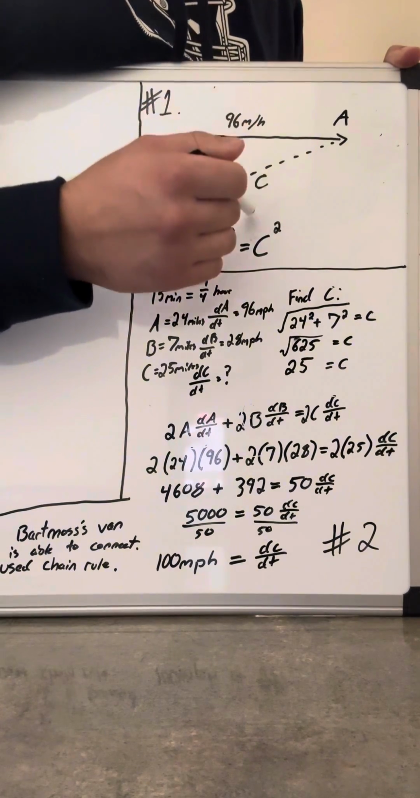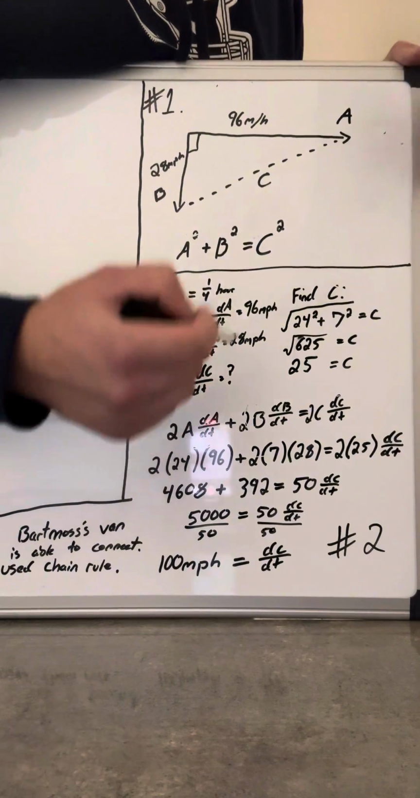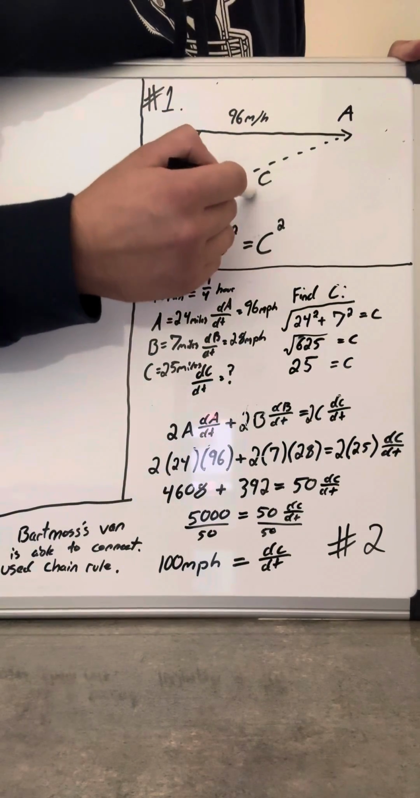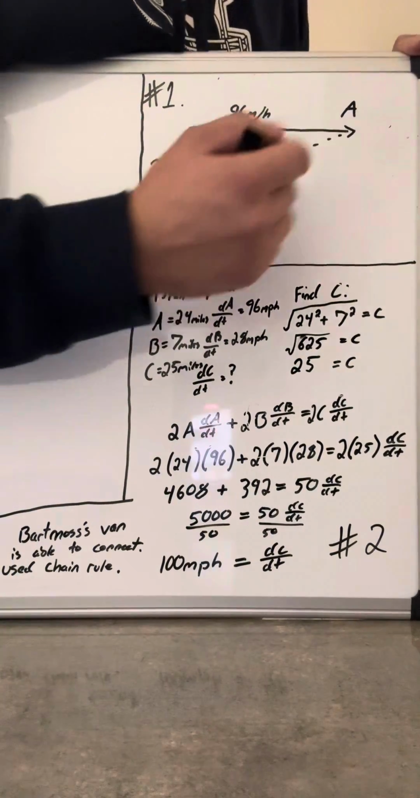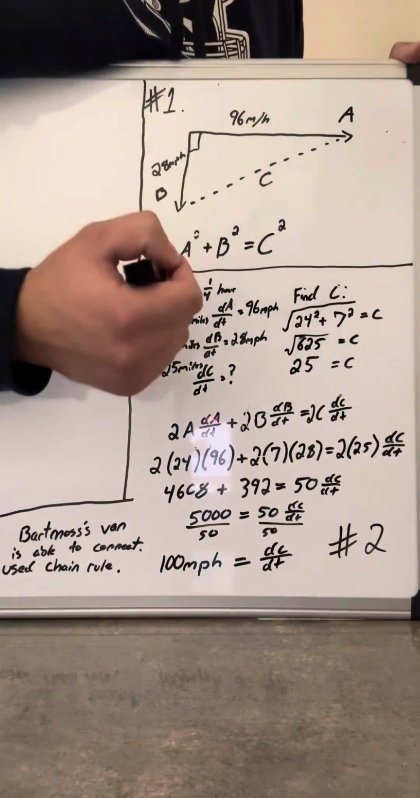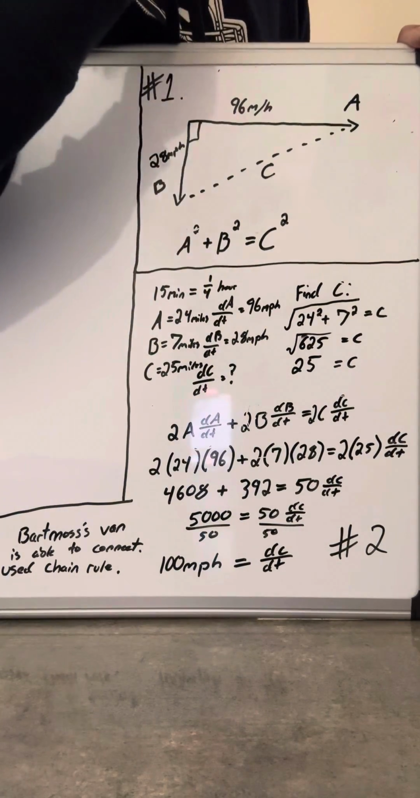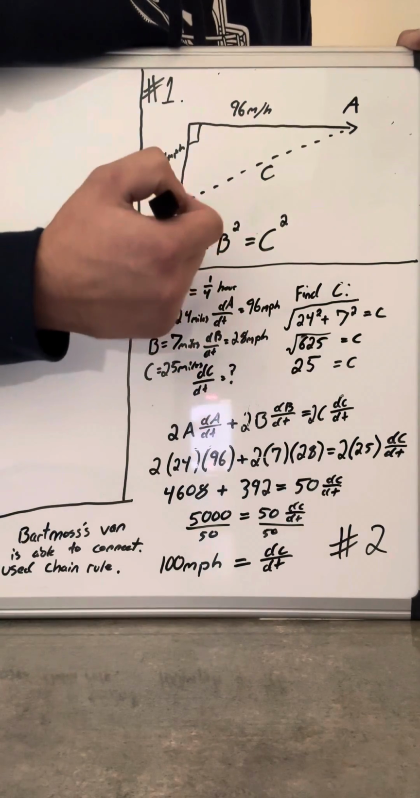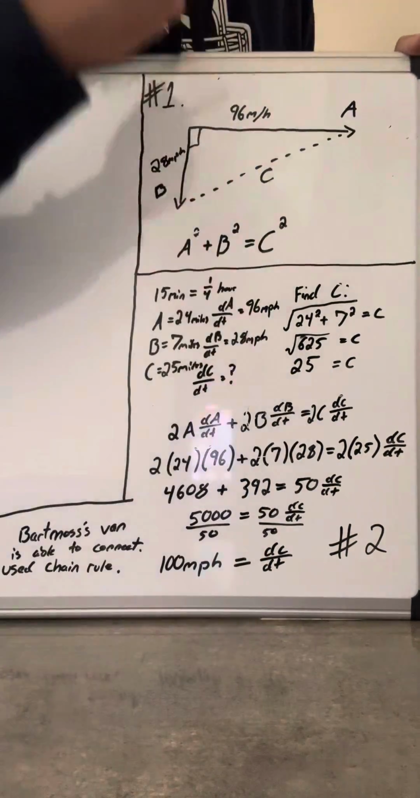And down here we have dc over dt, which is how c is changing with respect to time, like how the distance between them is changing with respect to time. And we get to a squared plus b squared equals c squared because it's a right triangle, and we use this for the rest of the equations.